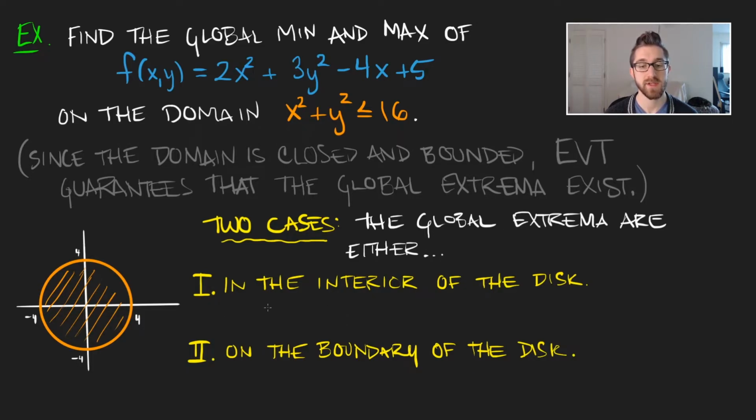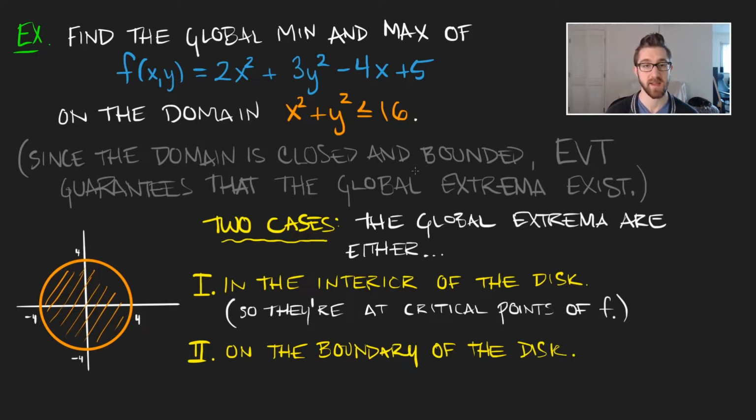First, if the global extrema are on the interior of the disk, meaning if there was a point, say here, and this was the global maximum, well, thinking about what the graph of the function would have to look like here, if this is going to be a global maximum, then this is also going to be a local maximum. So that means that if we were able to find the critical points of this function on the disk, then this point would have to be one of them. So in other words, if the global extrema are on the inside, then they're at critical points. And we know how to find those. We just take the gradient of f and set both components equal to 0.